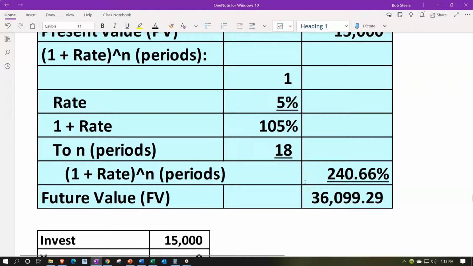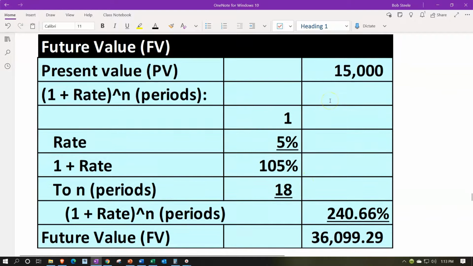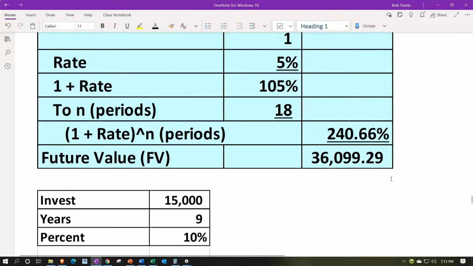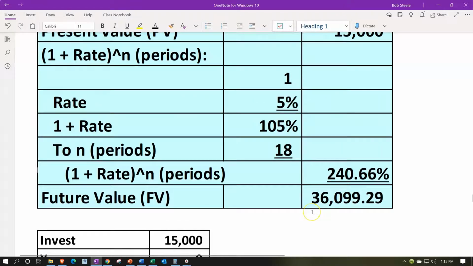So we get the 240.66, and if we take the 15,000 times that 240.66, and this is in a percentage format, that's going to give us the 36,099.26, or the 36,099.29. Now, it's useful to run these in Excel so you can kind of see the difference of compounding annually and semi-annually a little bit easier. You can do that in here as well by basically comparing it to what we have done up top.